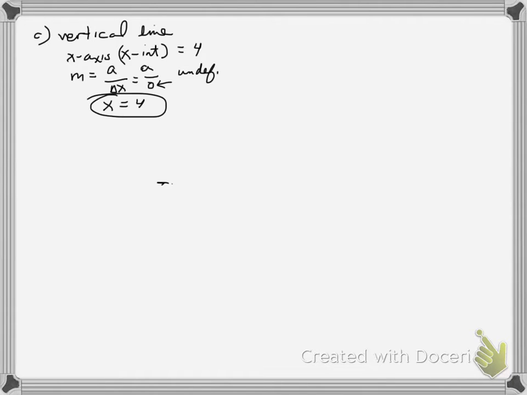And so x equals something always represents a vertical line, and y equals something always represents a horizontal line. So think that through. I'm going to stop this tape as part 1, and we're going to go to part 2 on the next tape.